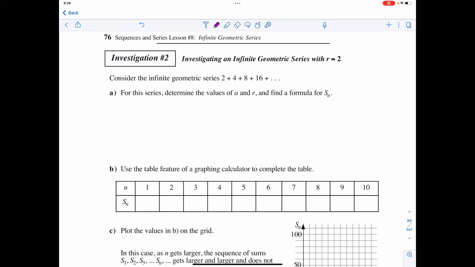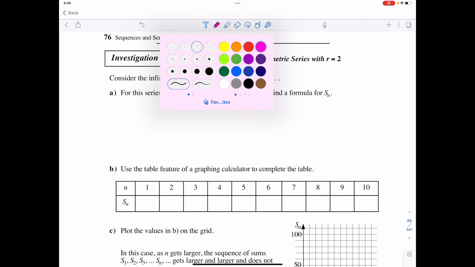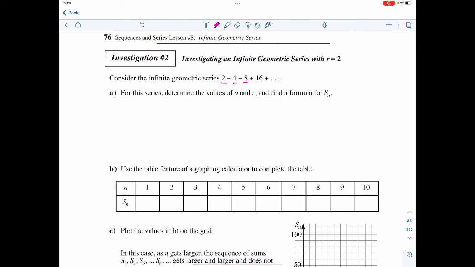What if I had a different geometric series? In this case, my geometric series is 2, 4, 8, 16, going on forever. Well, my first term is 2. My common ratio is 2. So my sum is going to be term 1, which is 2, times the common ratio 2 to the power of n minus 1, all divided by the common ratio 2 minus 1.